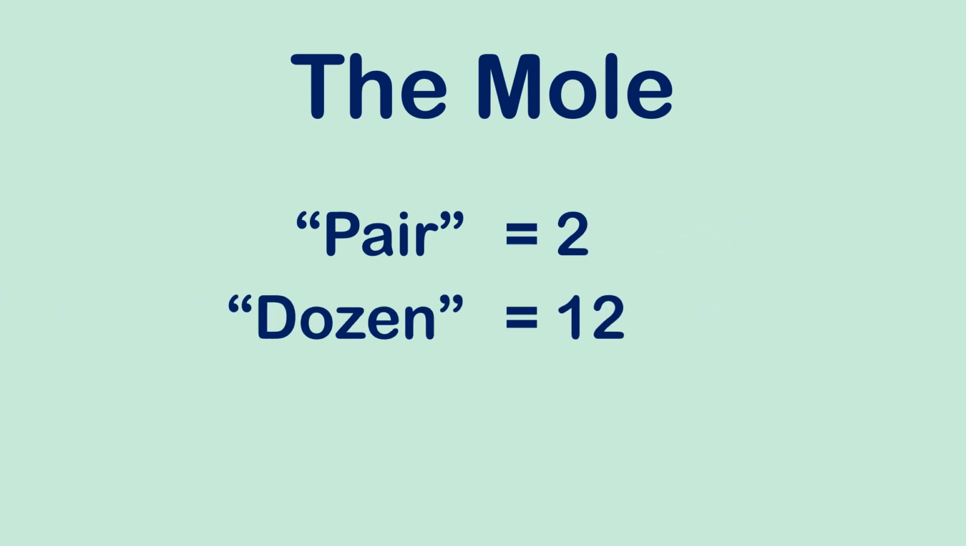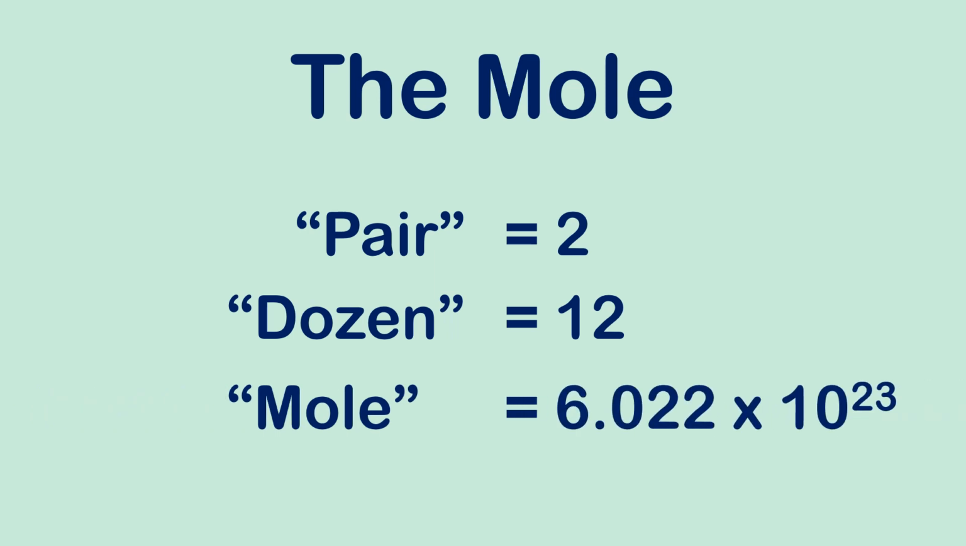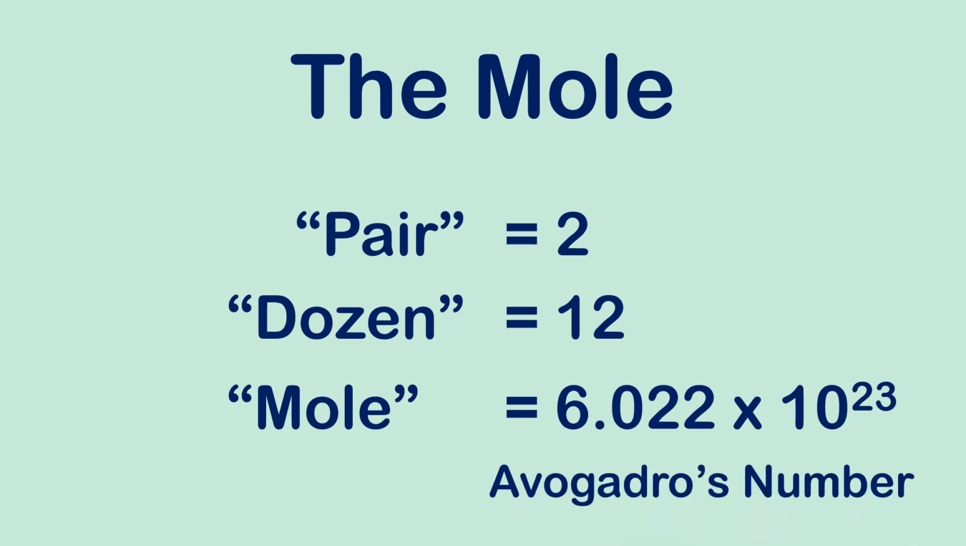The mole is a unit used to represent a number. Like a pair is 2 of anything, a dozen is 12 of anything. The mole is 6.022 times 10 raised to the 23 of anything. This is also called Avogadro's number, and it is a big number.